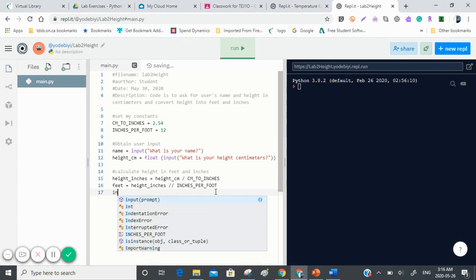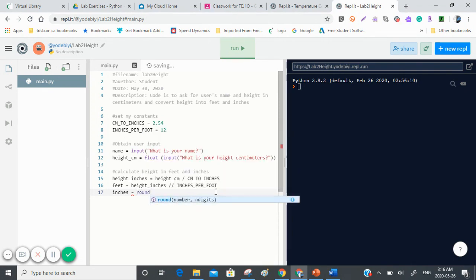So now my next one is inches equals, my bad, inches equals the height, and it shows up already. I want the inches. And then I'm using a percent here. But basically what I'm doing is getting height divided by inches per foot, which is 12. And what this percentage sign does, it gives me the remainder.